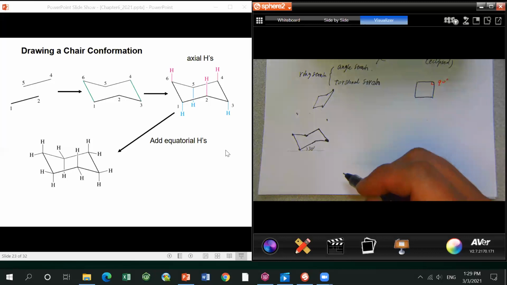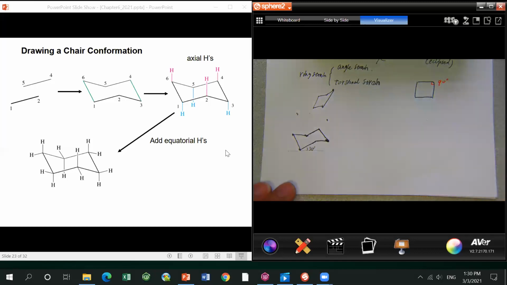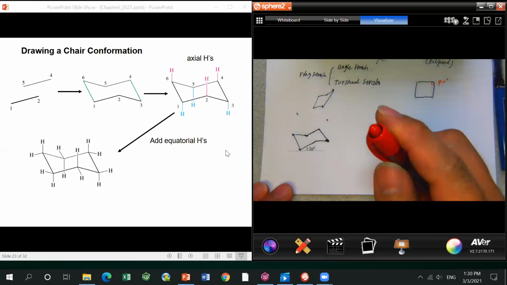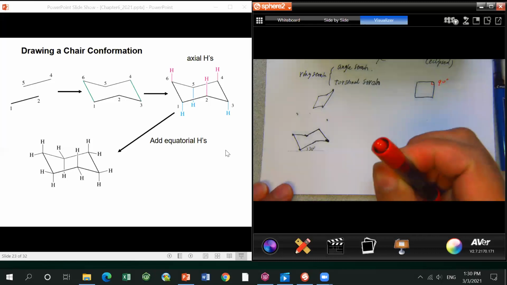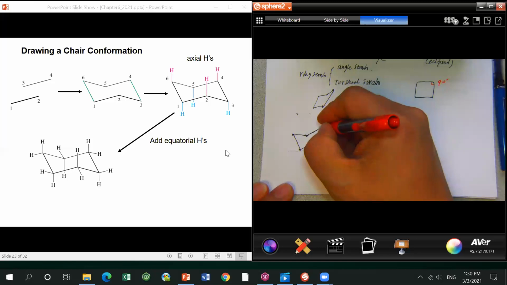Now we move to the important step: adding the hydrogens. We'll add the axial hydrogens first, the straight up and straight down ones. We already know that three axial hydrogens should be going up and three axial hydrogens should be going down. So how do we know which one goes up and which goes down? We need to look at the carbons. Quickly, you find three carbons.